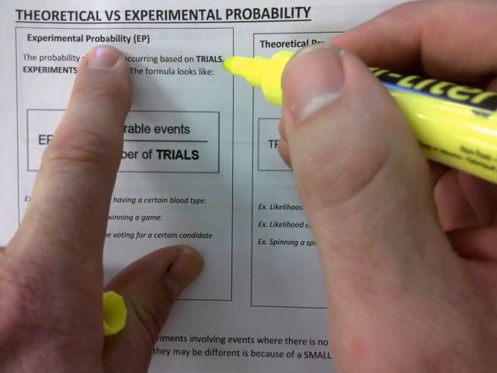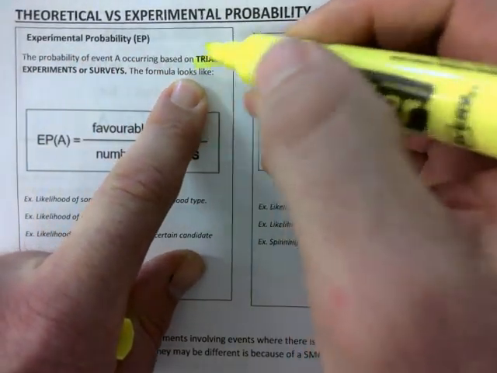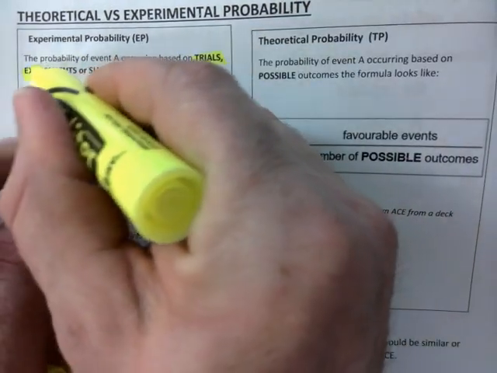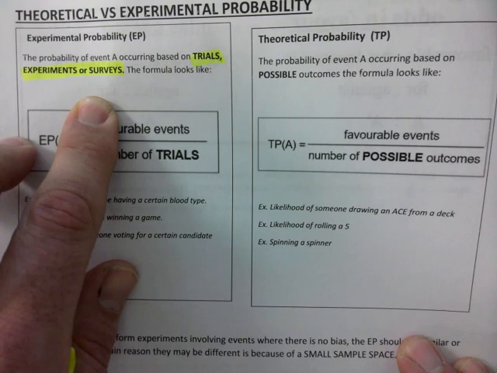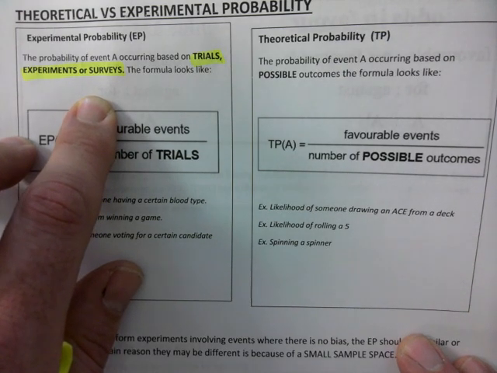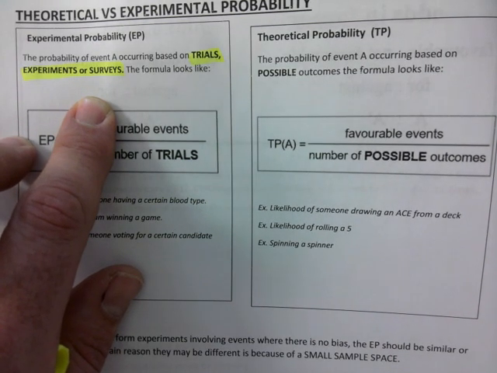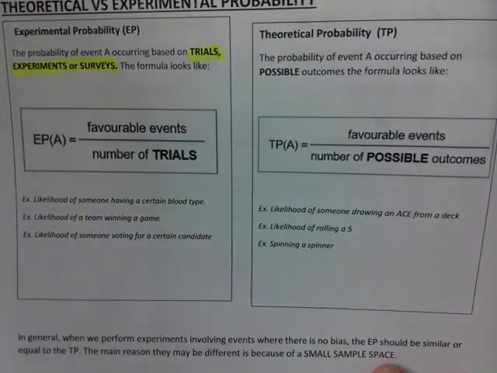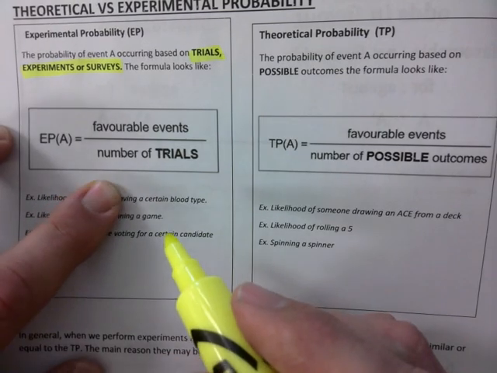Experimental probability is based on trials, right? Based on trials, experiments, or surveys. Can't do a thing these days without them wanting to know how it went, right? You buy anything online, it's like, hey, let us know how the purchase was. Like, it's just like a $2 Sharpie, leave me alone, right? But they want to know. And so that is what the difference is here.